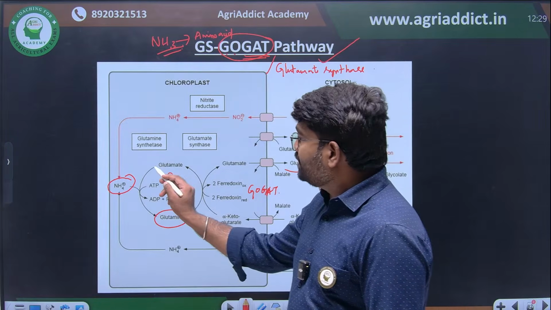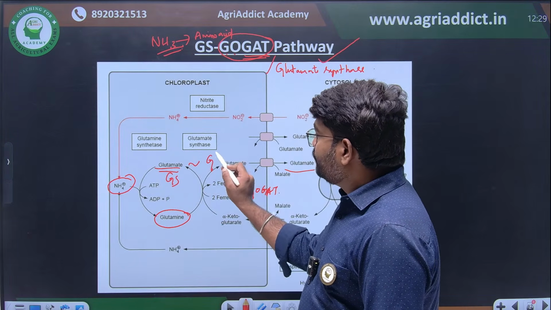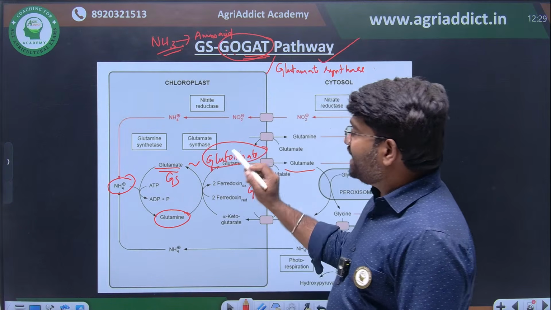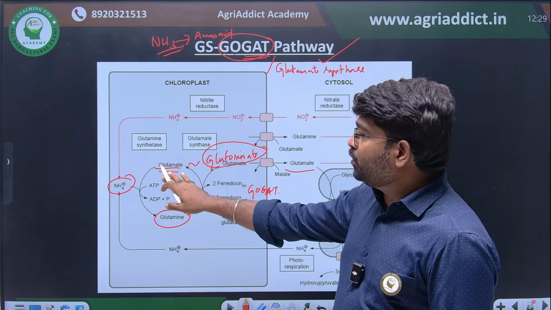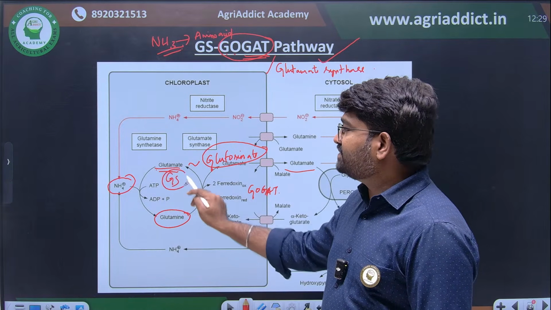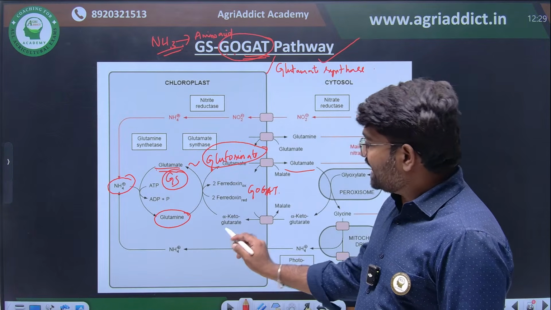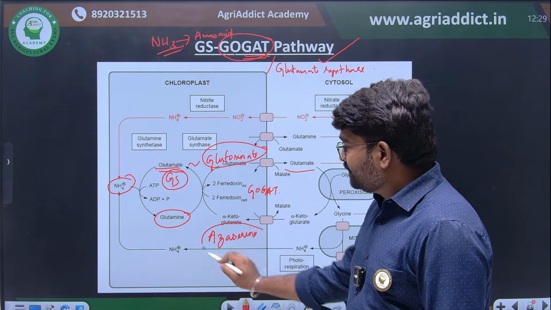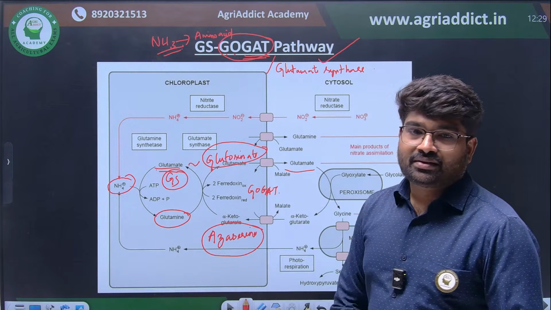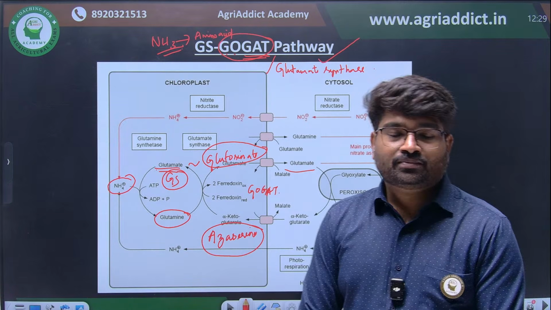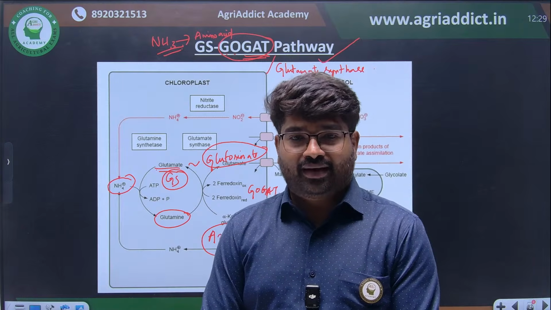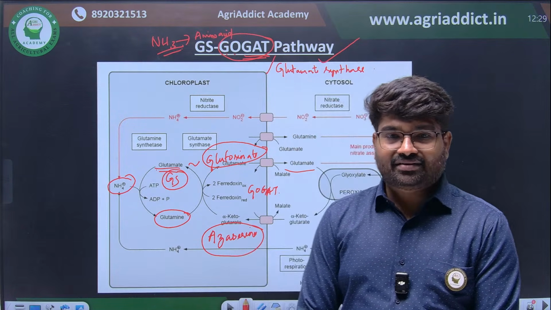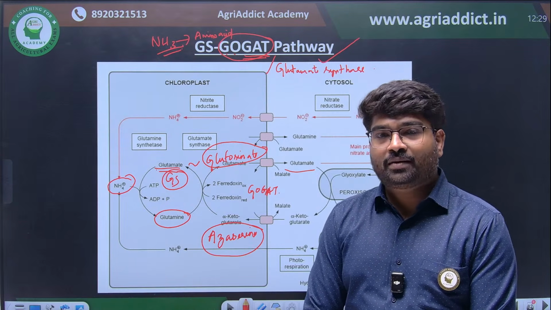So the glutamate structural analog is glufosinate. Glufosinate is an herbicide. If you apply this glufosinate herbicide, it will go and bind here, so the GS enzyme will be inhibited. If you use azaserine, this will go and bind with the GOGAT enzyme. Clear? So the GS enzyme will be inhibited by glufosinate, and azaserine will act as an inhibitor for the GOGAT enzyme.